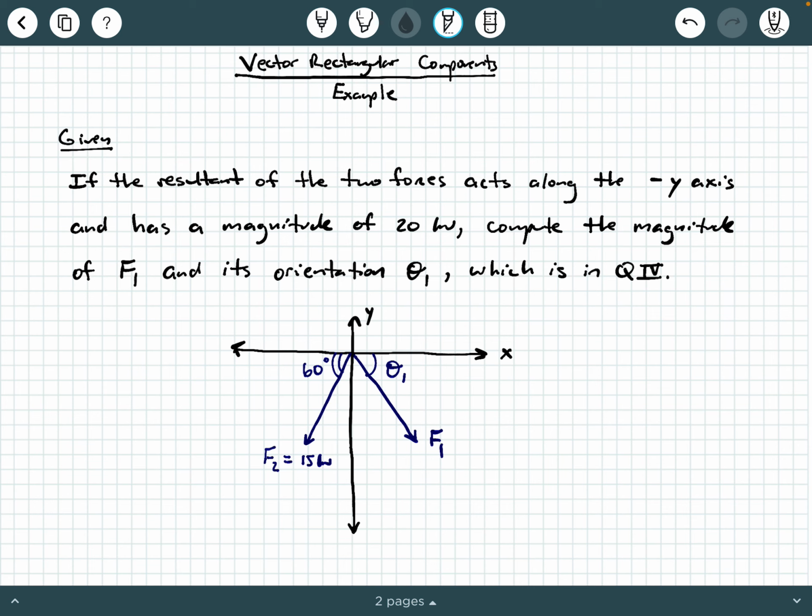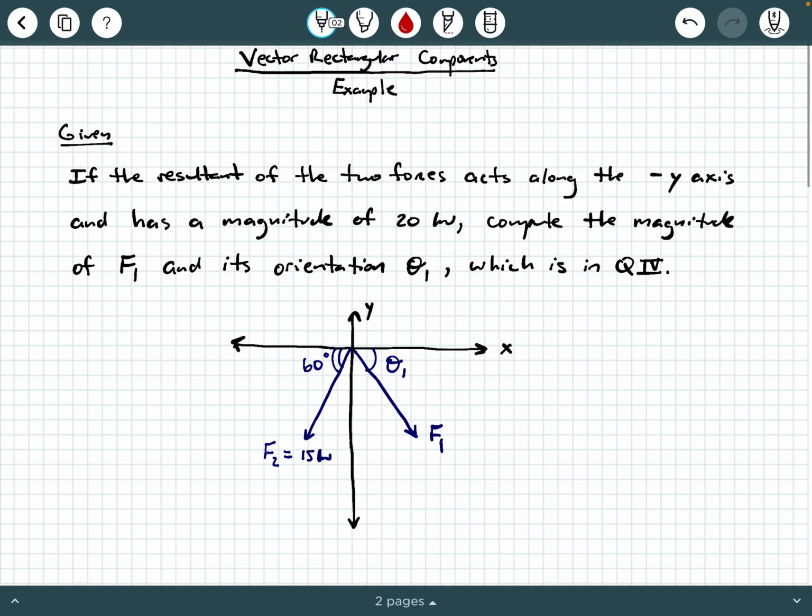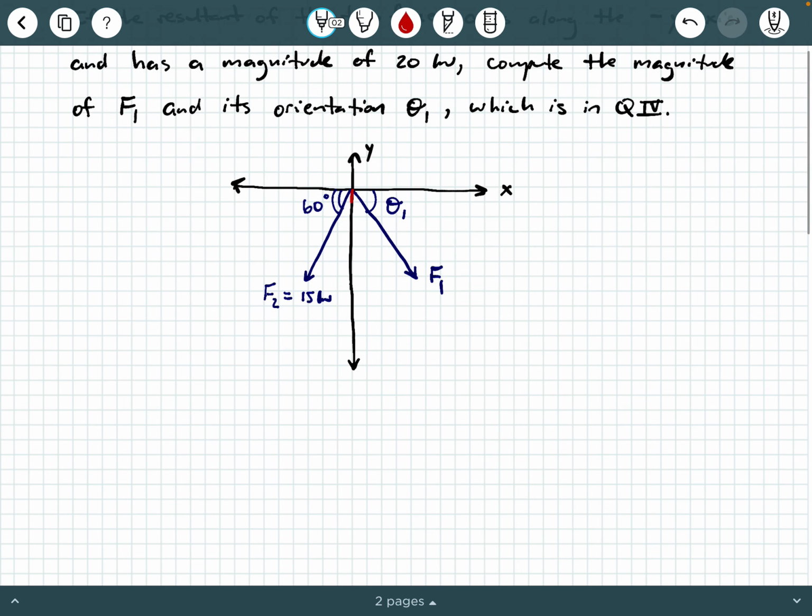Now, it might seem like we're stuck here, but we also know that the resultant of this system is acting along the negative y-axis, and we know its magnitude is 20 kilonewtons. So here's what we could do. We can sketch that resultant down here, okay? We can say it's got that 20 kilonewton magnitude. So that is something we actually do know, all right?